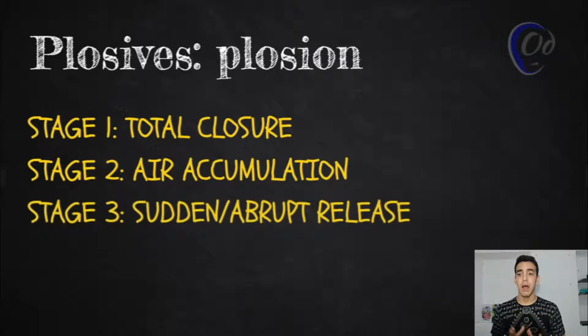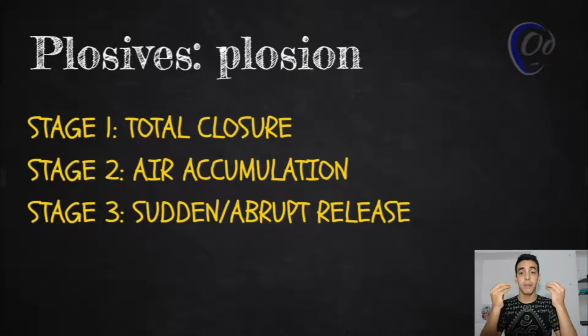Now, the first stage is a total closure, a total obstruction of the air stream made somewhere. In this case, we can have bilabial, both lips: ba. The closure is total. We don't let the air escape. Then there is air accumulation behind the closure and a sudden release.